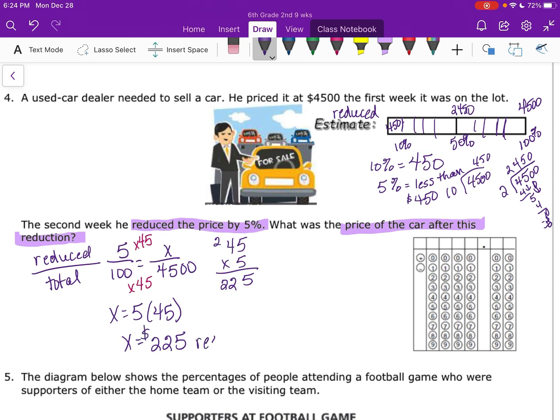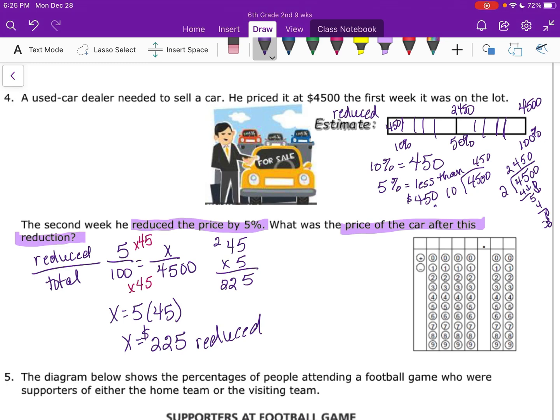$225 is how much it was reduced, which is less than 450, what we said in our estimate, right? Now, this is not the answer. The question says, what is the price of the car after the reduction? We wish it was $225, right? But no, that's just how much it's being reduced. That's how much it's going down.